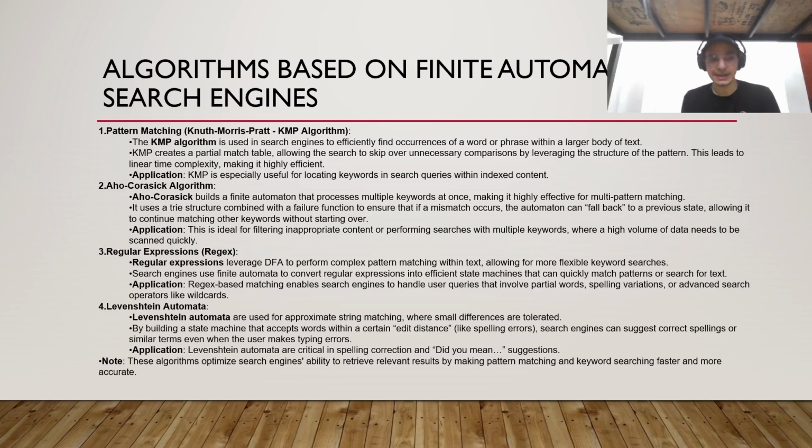At last, we have Levenshtein automata. Levenshtein automata are used for approximate string matching, where small differences are tolerated. By building a state machine that accepts words within a certain edit distance, like spelling errors, search engines can suggest correct spellings for similar terms even when the user makes typing errors. Levenshtein automata are critical in spelling corrections and did-you-mean kind of suggestions. These algorithms optimize search engines' ability to retrieve relevant results by making pattern matching and keyword searching faster and more accurate.